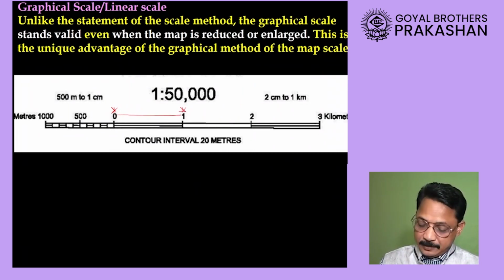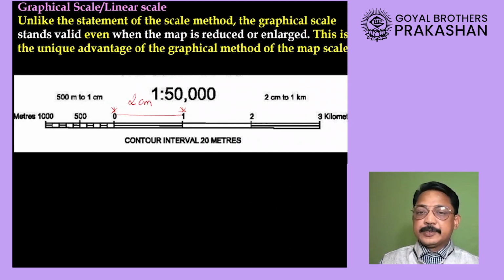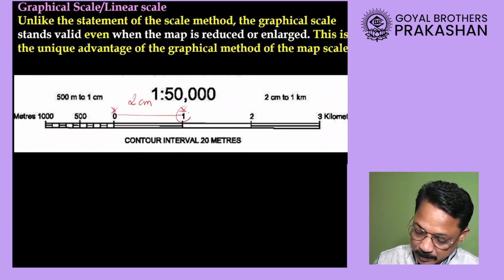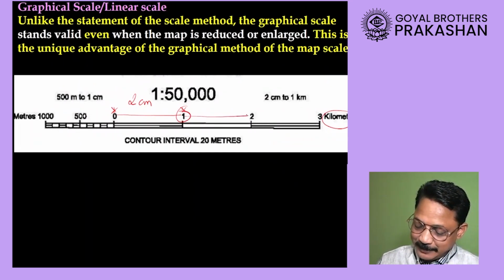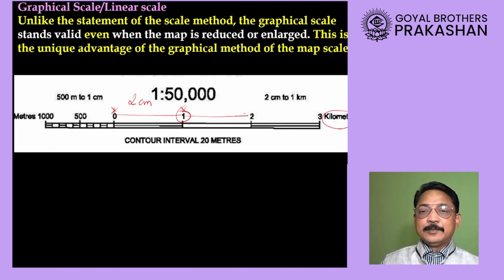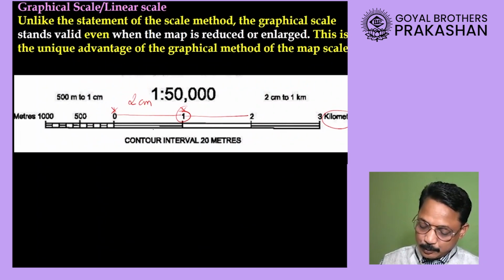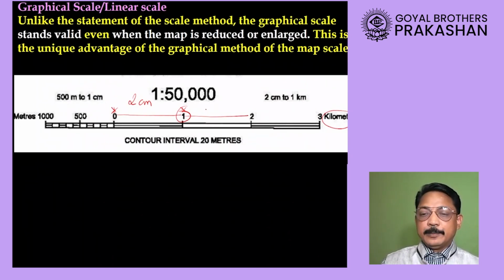Using my scale, if I find the distance from 0 to 1 on the scale, it is exactly 2 centimeter. This 1 is what? It is written here, kilometer. So 0 to 1, 2 centimeter becomes 1 kilometer. Similarly, 1 to 2 will become 1 kilometer. That means from 0 to 2 it will be 2 kilometer.